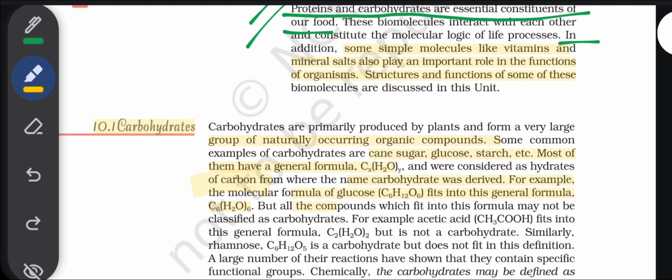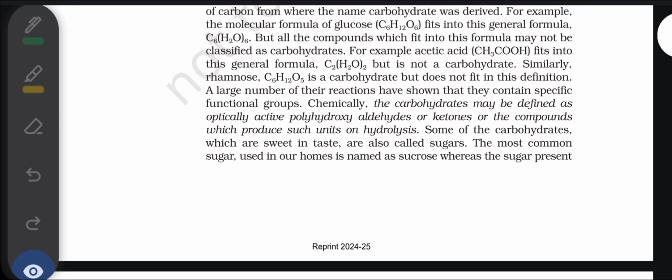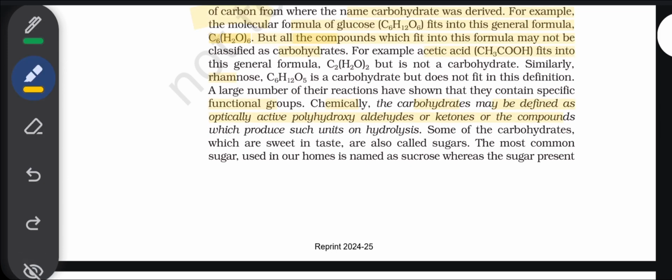For example, the molecular formula of glucose is C6H12O6, which fits into this general formula C6(H2O)6. But all the compounds which fit into this formula may not be classified as carbohydrates. For example, acetic acid fits into this formula C2(H2O)2, but it is not a carbohydrate. We all know that. Similarly, rhamnose C6H12O5 is a carbohydrate, but does not fit in this definition. A large number of their reactions have shown that they contain specific functional groups. Chemically, the carbohydrates may be defined as optically active polyhydroxy aldehydes or ketones, or the compounds which produce such units on hydrolysis.